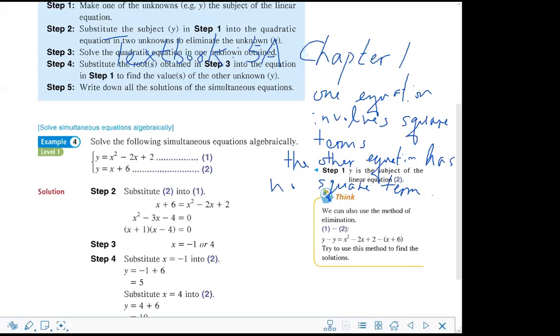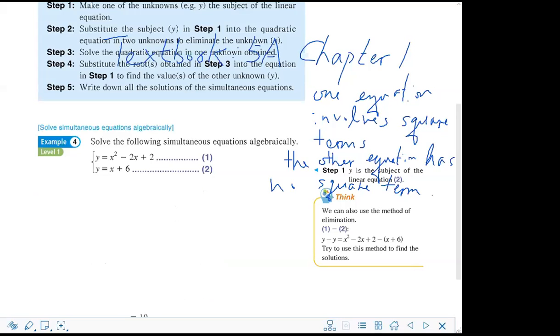And then you need to prepare your calculator program 1. So for example, in this example 4, let me cover this first. Can you see that equation 1 has square terms and equation 2 has no square term?